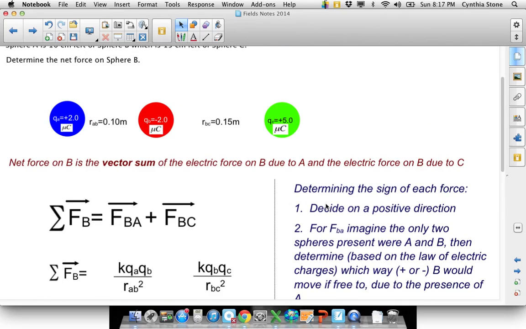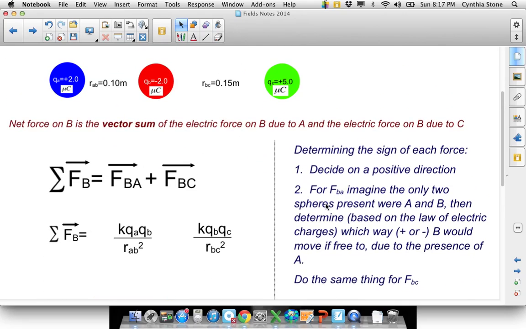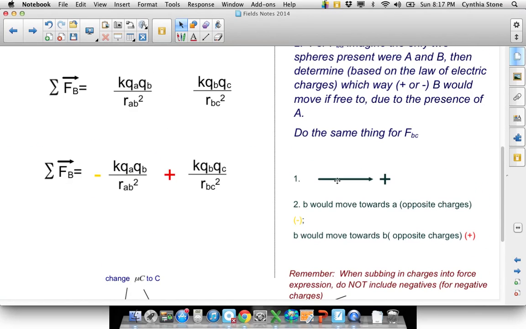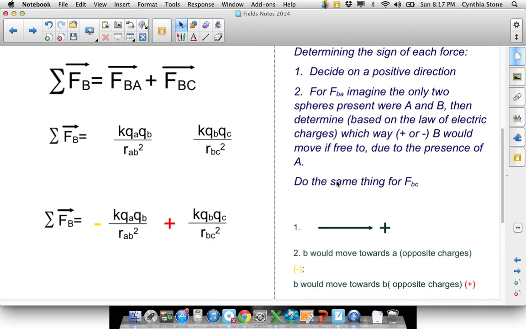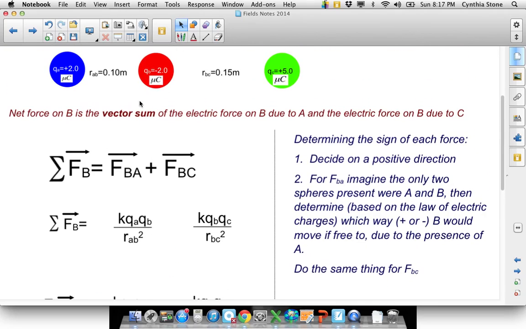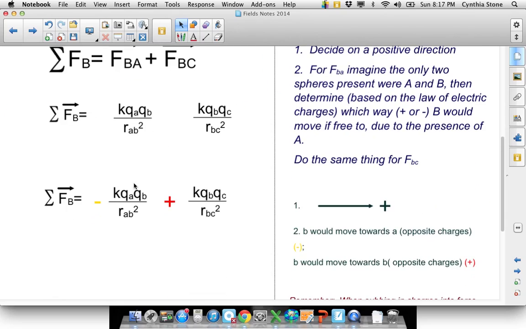I must have said that right was positive. I usually do. Did I put it down anywhere? Yeah, so I said right was positive. Okay? So I decide on a positive direction, step 1. And then, when I figure out what sign to put on this one here, I say, okay, pretend that C didn't exist and these were the only 2 that existed. I'm looking at the net force on B. Which way would B move if these were the only 2 that existed? Well, if B were free to move, it would move towards A, so it would move in the negative direction. So I give it a negative sign.